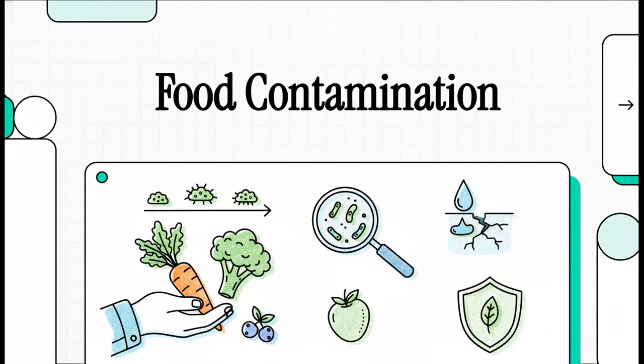We've all seen it, right? That fuzzy little spot on a piece of bread, or you open the milk carton and get that questionable smell. But what is actually happening on a microscopic level when our food goes bad? Well, today we're going to dive in and uncover the science behind food contamination and spoilage.